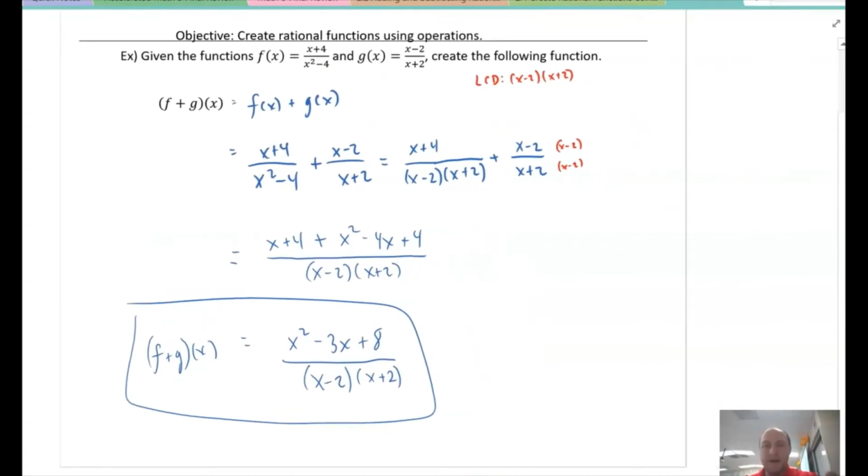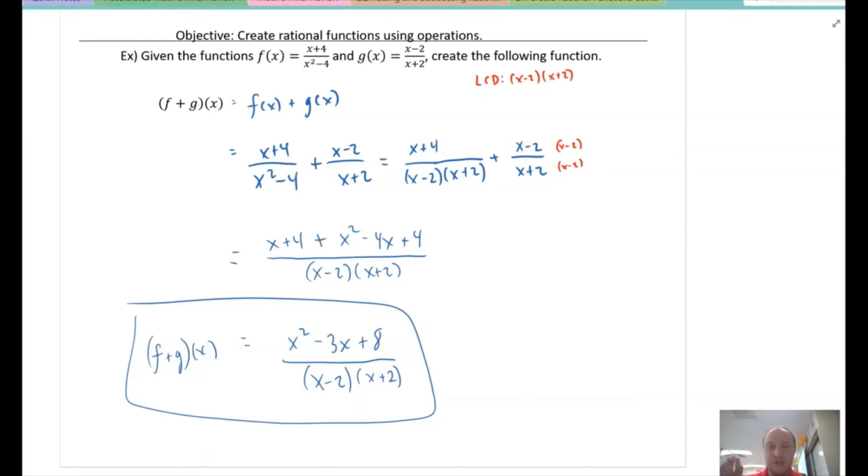Maybe you're wondering, where the heck are the excluded values? Why don't they ask about excluded values? There are still excluded values here. It's just the problem's not asking for them. I don't have to state my excluded values. If it wants it, we'll give it. It's not asking about any of the discontinuities. So there it is. We have done our objective, creating rational functions using operations.